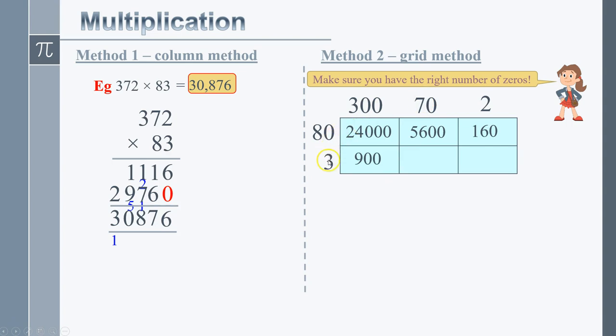3 times 7. Oh, sorry, 3 times 7. I did that the wrong way around. 3 times 7 is 21. And the 0. And then in the bottom box 6.